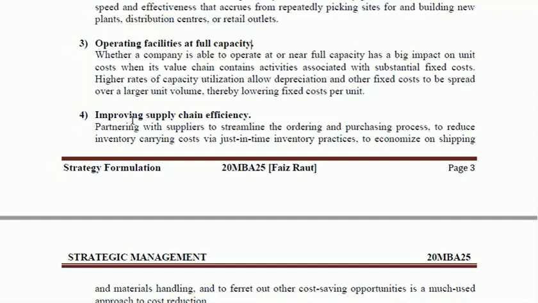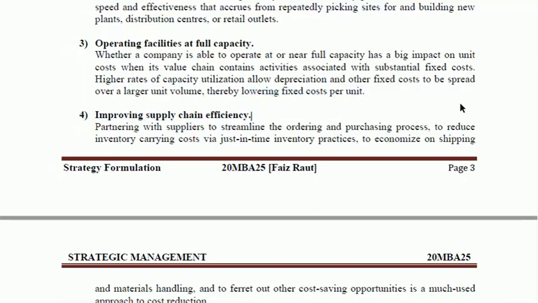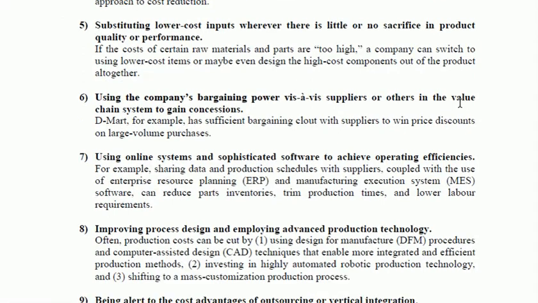Then there is improving supply chain efficiency. If your supply chain efficiency is improved, then your production system will not stop. It will keep on running, and whether the raw materials or the work in progress products are coming, whether it is an assembly line or whatever, if the supply chain is very efficient, your production will not stop, it will continue, and resources will not get wasted, and your time will not get wasted.